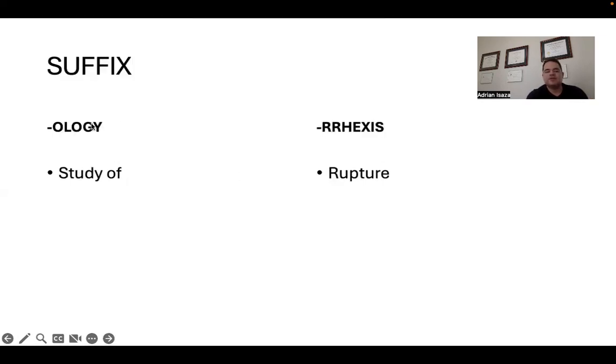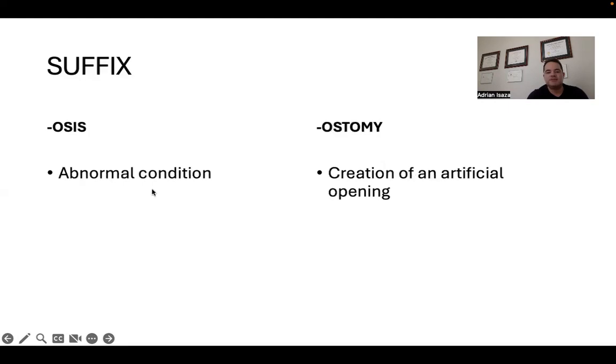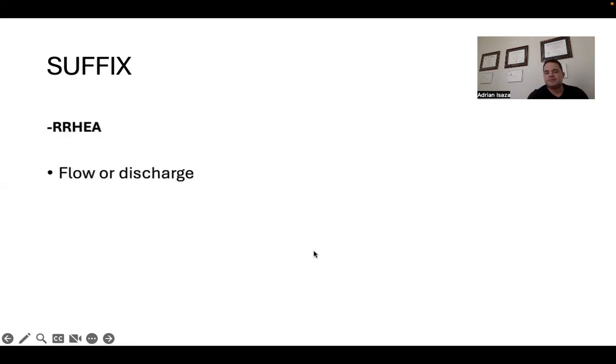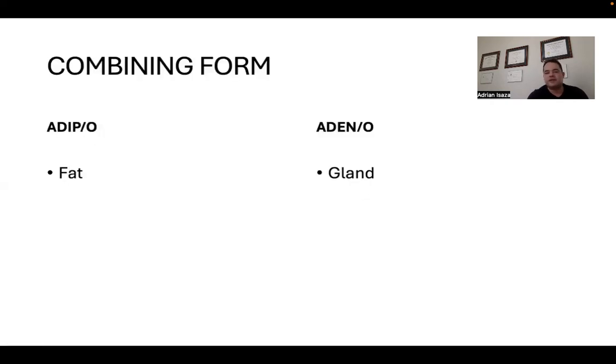We have some more suffixes. We already did this before. Ology means study of. Rexis is a suffix meaning rupture. Osis is abnormal condition, whereas ostomy means the creation of an artificial opening. Rhea means flow or discharge, also a suffix, as in diarrhea, flow or discharge throughout.